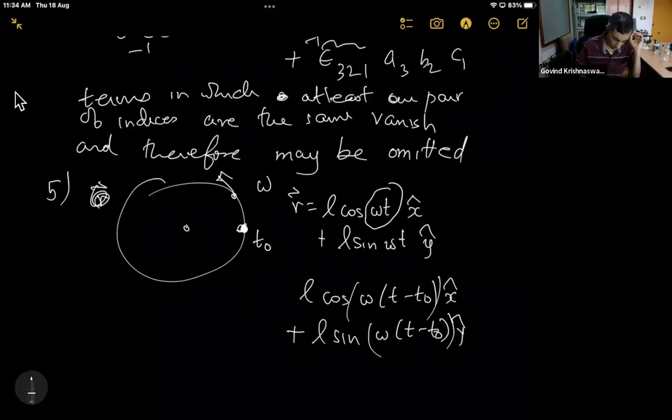And as Krishna pointed out, this quantity is sometimes called the phase.